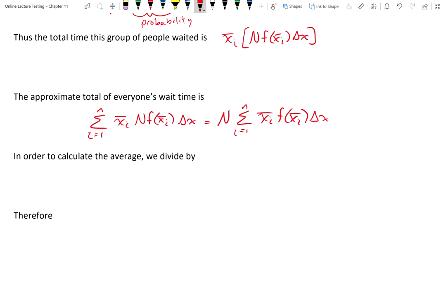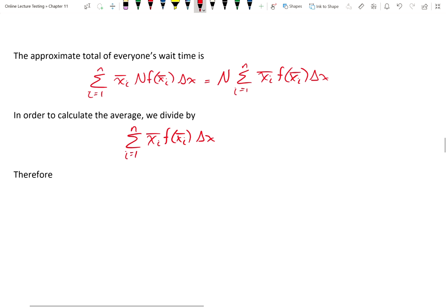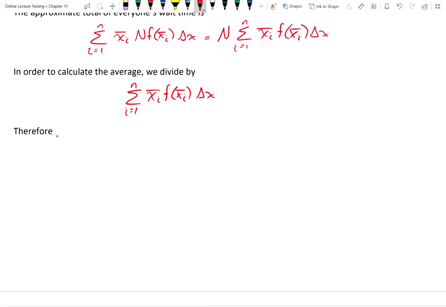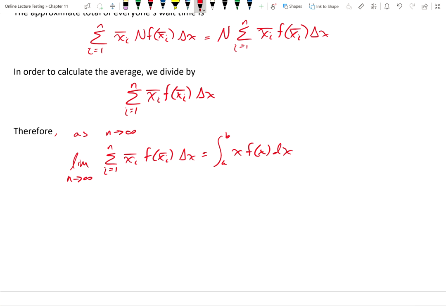Well, if I divide by that, that means my average is simply equal to the summation as i goes from 1 to n of x_i-bar f of x_i-bar delta x. And as we apply a limit as n approaches infinity, we're going to get the limit as n approaches infinity of the summation as i goes from 1 to n of x_i-bar f of x_i-bar delta x, which becomes, well, we've seen this before. This is our limit definition of an integral. Well, that's the integral from a to b of x f of x dx. And this is how we calculate the mean or expected value.